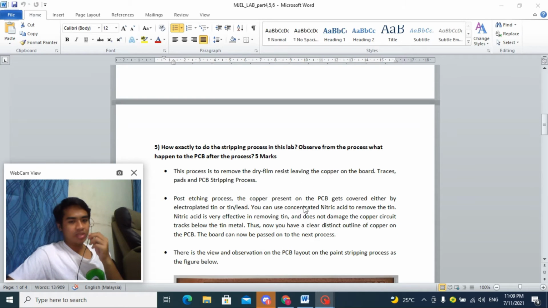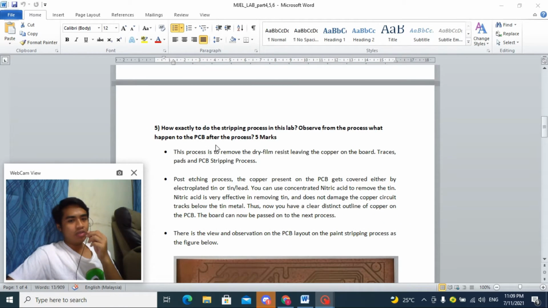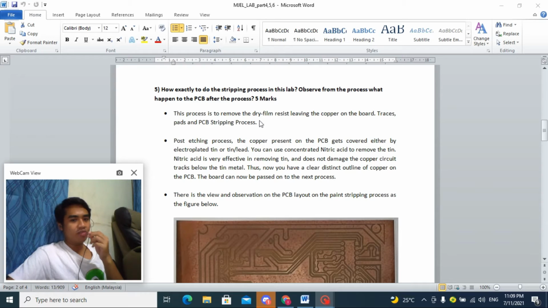Next, for question number 5, how exactly to do the stripping process in this lab? Okay, observe from the process what happened to the PCB after the process. Okay, this process is to remove the dry film resist, leaving the copper on the board, traces, pad, and PCB stripping process. Post etching process, the copper present on the PCB gets covered either by electroplate, tin, or lead.